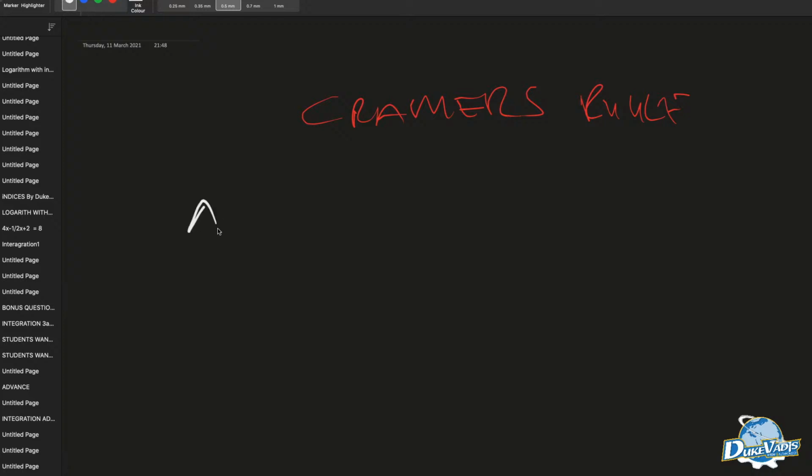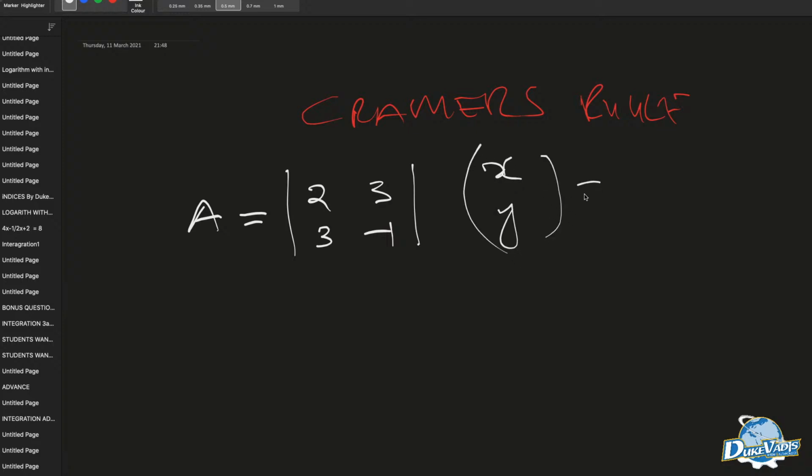So the matrix A is 2, 3, 3, -1. Then we have our x and y that we're looking for. If it's AX = C, our C is equal to 8, 23.